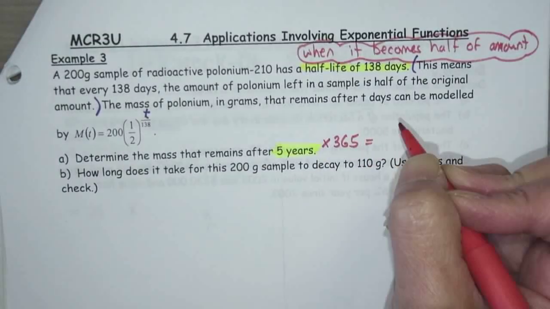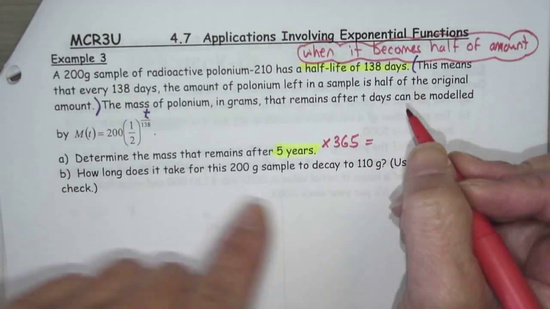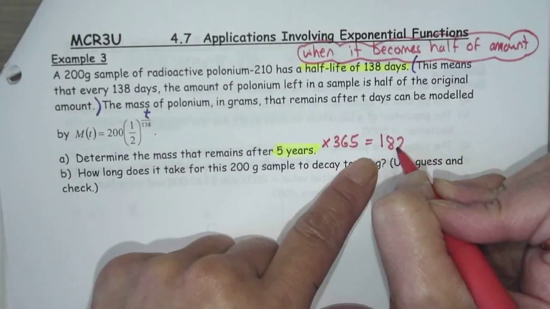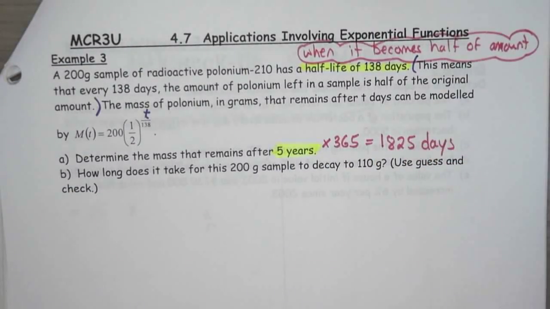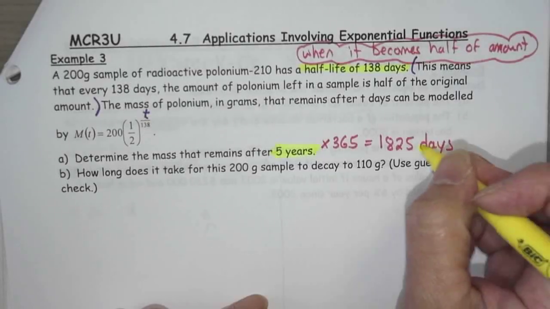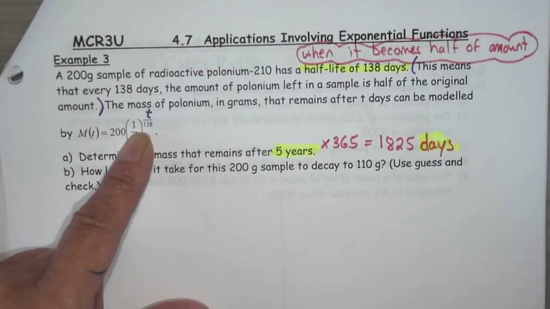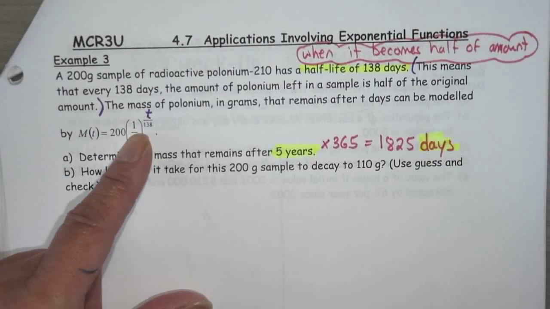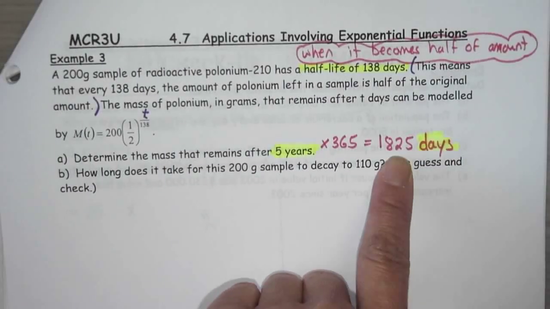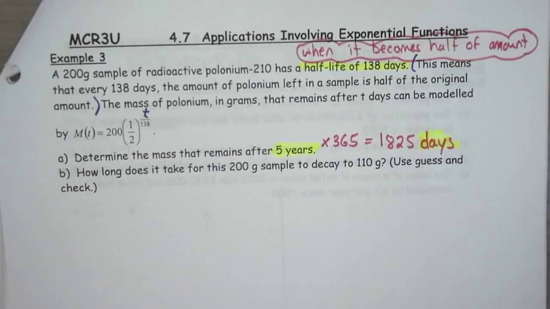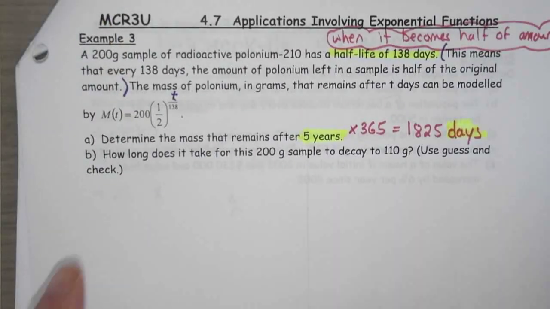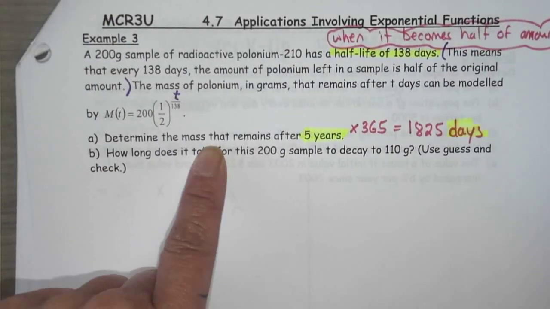365, equals 1825 days. Okay, I need you to convert that to days, otherwise it doesn't make sense. It's 5 over 138 days, that's way more. So 1825 means that it reached half-life a bunch of times. So this divided by that. Okay, and then we've got that. Determine the mass. Does that make sense?